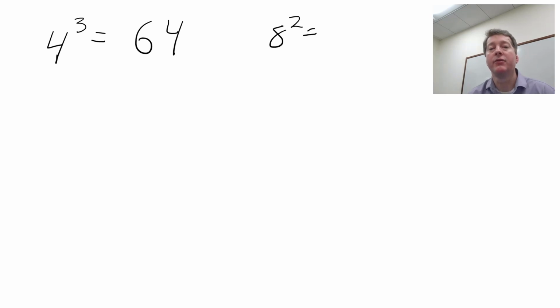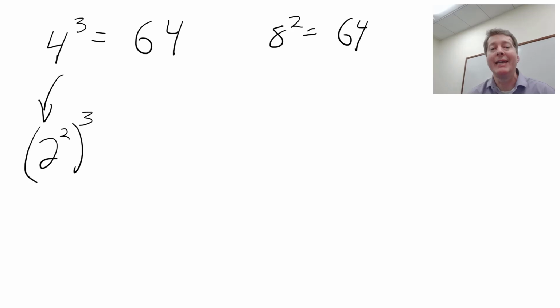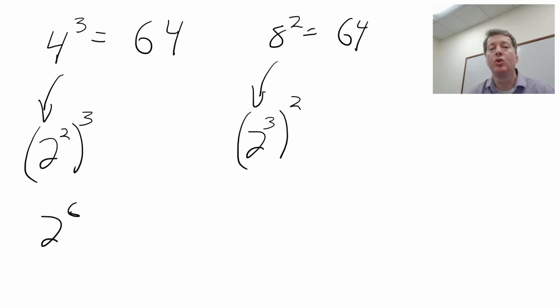With regard to squares and cubes, another nice thing to memorize: 4 cubed, 4 times 4 is 16, times 4 again is 64. 8 squared is also 64. Is that just a coincidence? Well, let's see. 4 is the same thing as 2 squared, so 2 squared cubed. 8 is the same thing as 2 cubed, so 2 cubed squared. Well, 2 squared cubed, you multiply, that's 2 to the 6th. 2 cubed squared, you multiply, that is 2 to the 6th. So both are equal to 64.